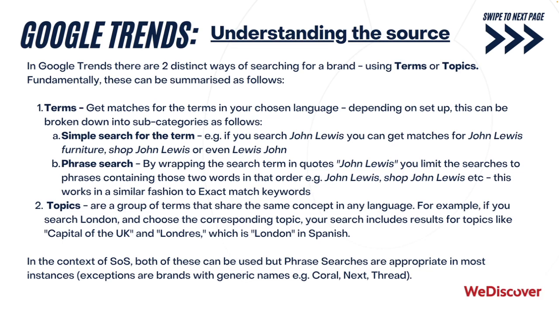We've done a few comparisons of multiple different brands to try and understand the difference between terms and topics. With brands like John Lewis and IKEA, you'll see that the difference is very, very minor, if anything. Whereas for brands that are more broad, as I said, like Next, the difference between the topic and the actual search term might differ a little bit more substantially.